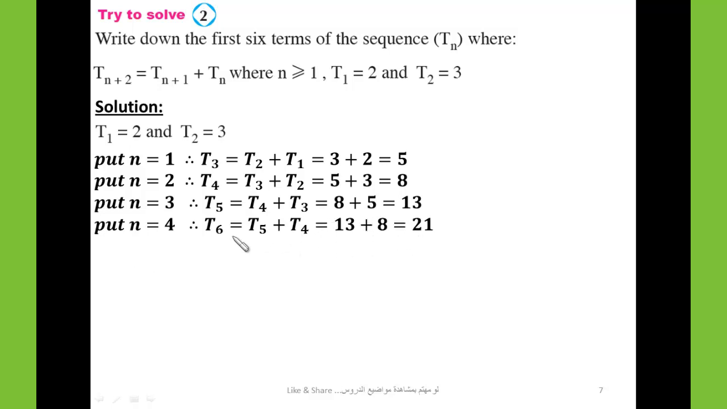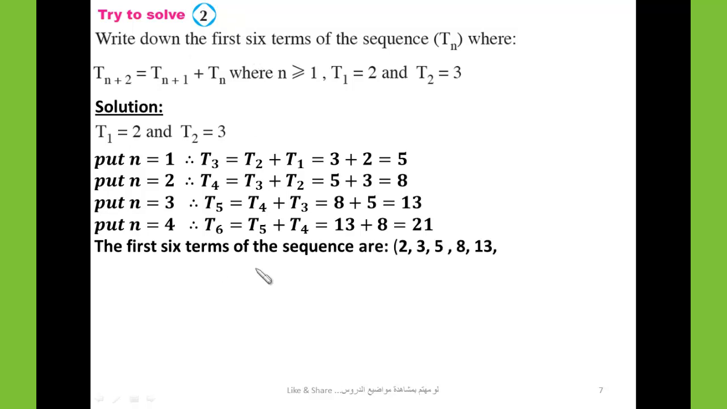By the same way, you put n equal 4. So in this rule, 4 plus 2 equals 6, 4 plus 1 equals 5 plus T4. T5 equals, from the previous step, 13. We write it. T4 equals 8. So 13 plus 8 equals 21. So T6 equals 21. We have T1 and T2, now we have T3, T4, T5, T6. Then we write the first 6 terms. So the first 6 terms are 2, 3, 5, 8, 13, and 21. So Tn equals 2, 3, 5, 8, and so on, and this is the required sequence.